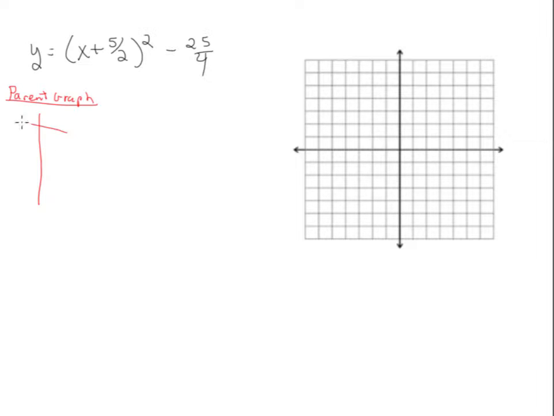Okay, to graph this quadratic equation, let's first go back to our parent function and remember our 5 key values of our parent function y equals x squared and plot those on our graph as dashed lines.